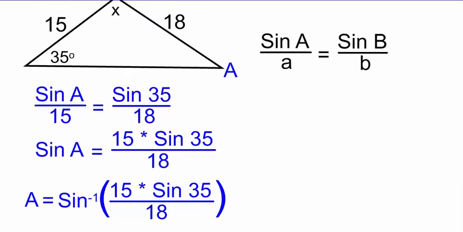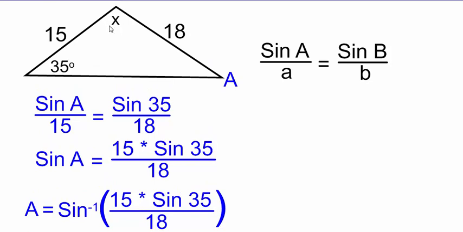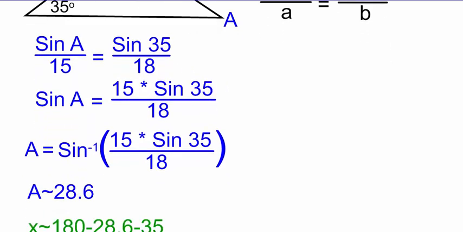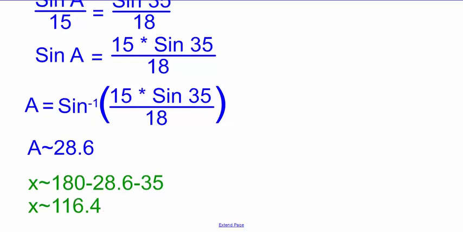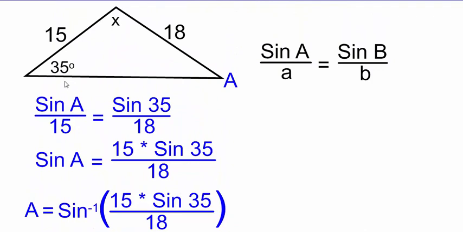The actual value I'm looking for was this angle X. I now have the other two angles, the 35 that I was given and the 28.6 that I found, and so angle X is 180 minus those values, which gives me about 116.4. And then, of course, if I were looking for this missing side, which is another possibility, I could take it that one step further and find the missing side by doing another sine law at that point.